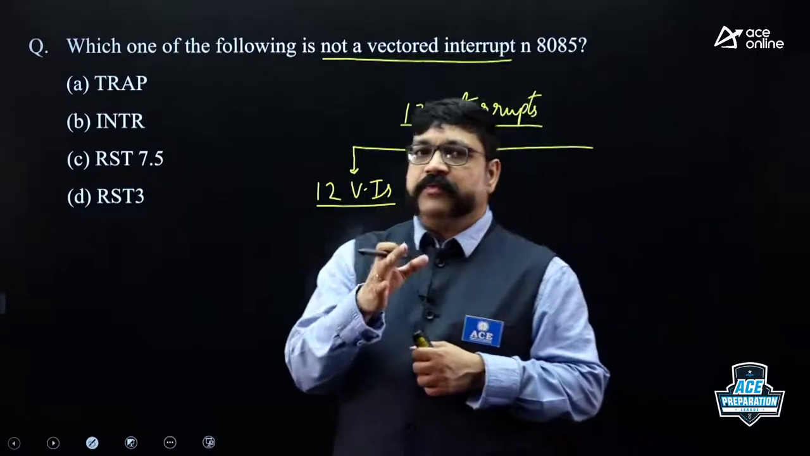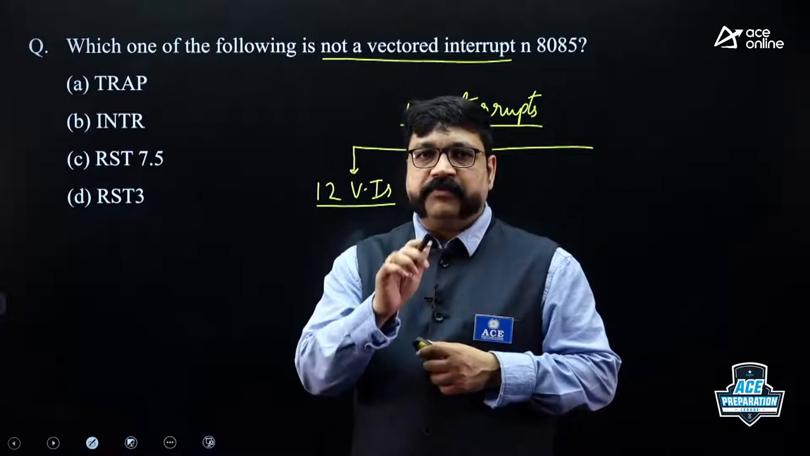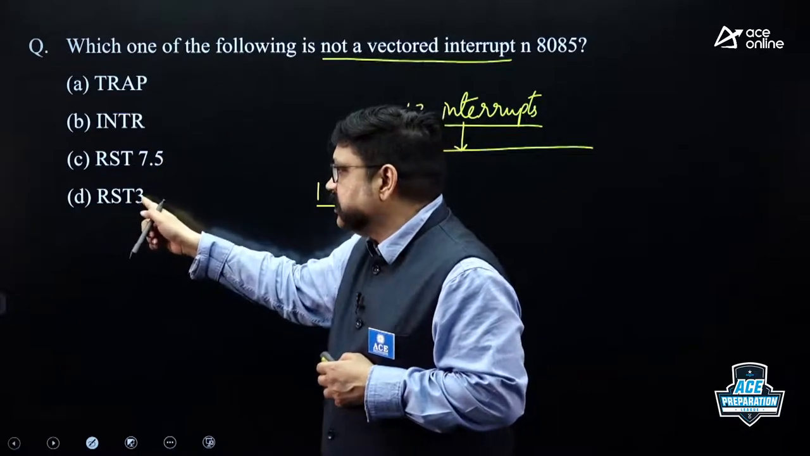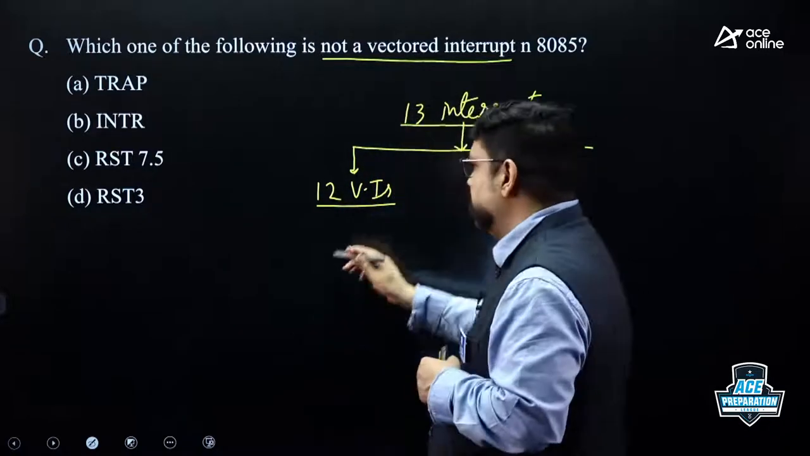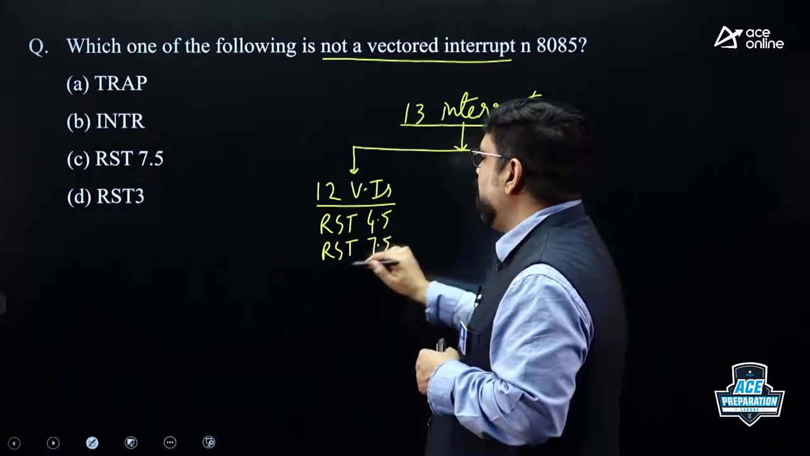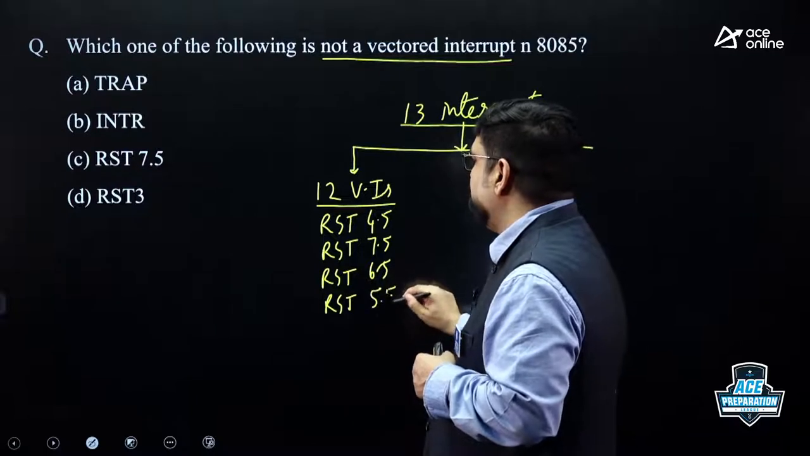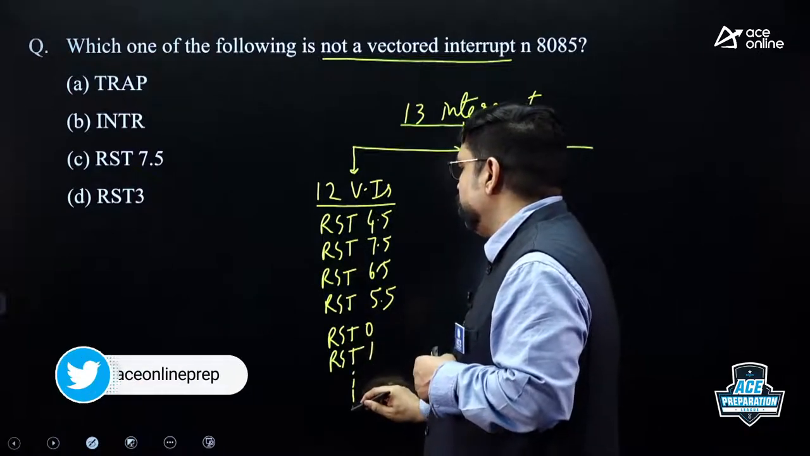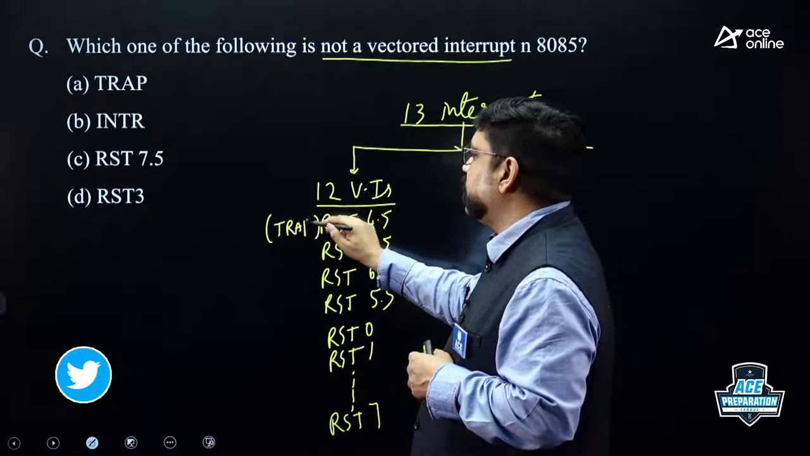Any interrupt in 8085 in RST form is a vectored interrupt. You can see here RST 7.5 vectored, RST 3 vectored. Trap has an alternate name: trap is also known as RST 4.5. So I'm writing here RST 4.5, RST 7.5, RST 6.5, RST 5.5. And then RST 0, software interrupts, RST 1, I cannot write all, to RST 7. These are all vectored interrupts. RST 4.5 is also known as a trap.